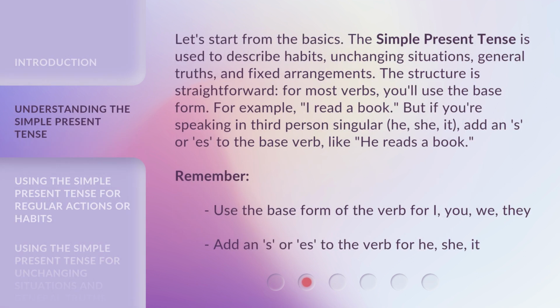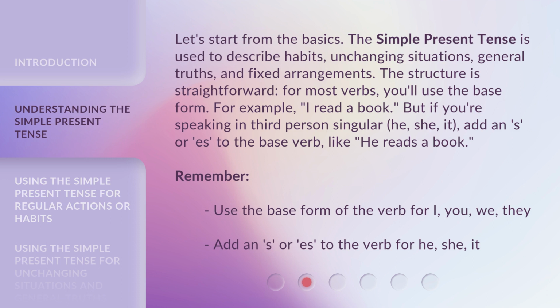Let's start from the basics. The simple present tense is used to describe habits, unchanging situations, general truths, and fixed arrangements. The structure is straightforward. For most verbs, you'll use the base form. For example, I read a book.